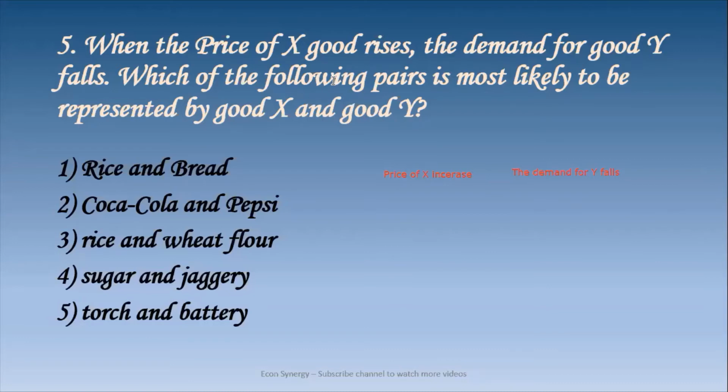When the price of good X rises, let's say this X good is computers, the demand for Y falls. Let's assume this Y is software. In that case, when the computer price rises, the demand for software reduces. Why? Because at higher prices, computers will not be purchased. At the same time, without purchasing computers, there is no use of purchasing software. Therefore, the demand for software falls.